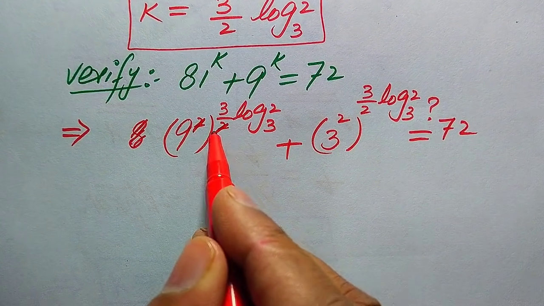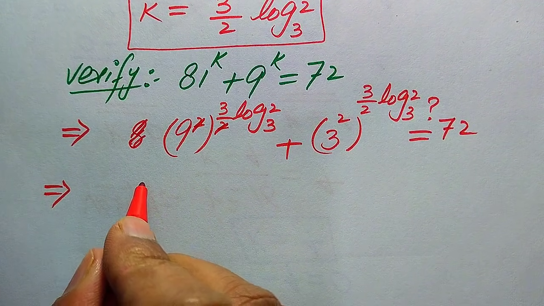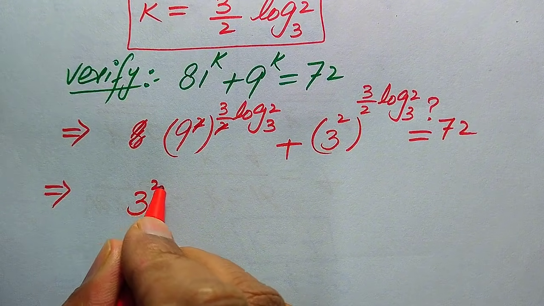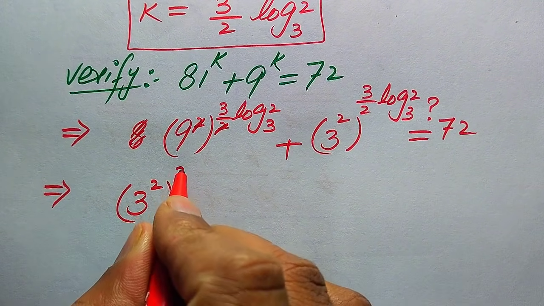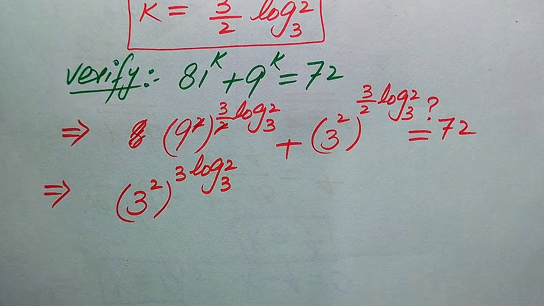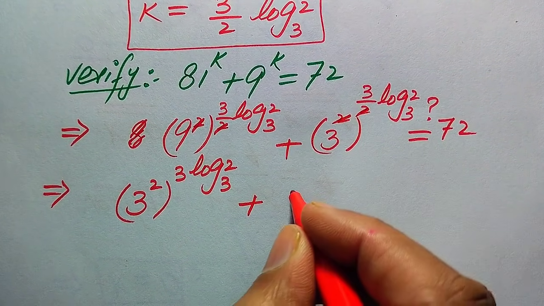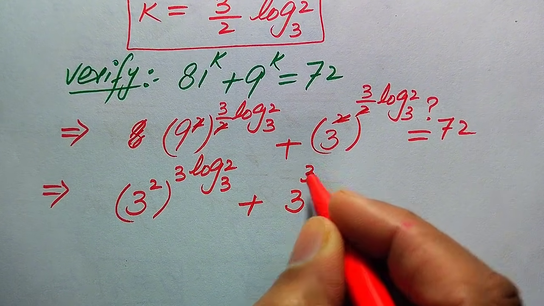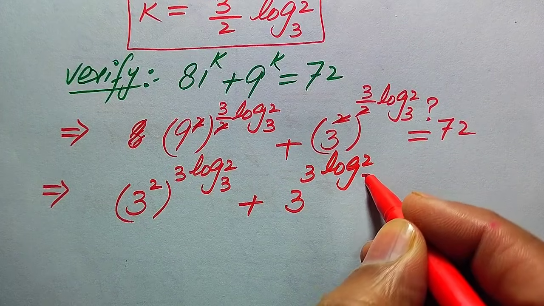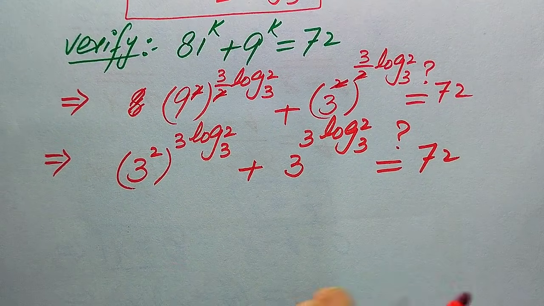And now you see this 2 and 2 are gone, and we get here 9. Here we obtain 9, and we again write this 9 as 3 squared, and its whole exponent is 3 times log 2 with base 3. And in the next step, this 2 and 2 are gone, and we obtain here 3 to the power of 3 times log 2 with base 3. And here we check whether this is equal to 72 or not.